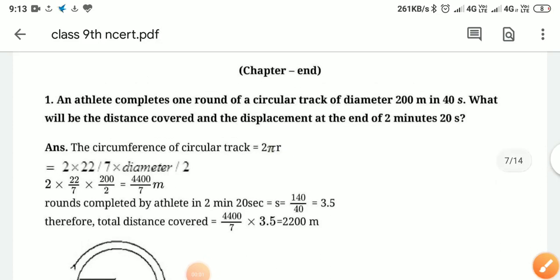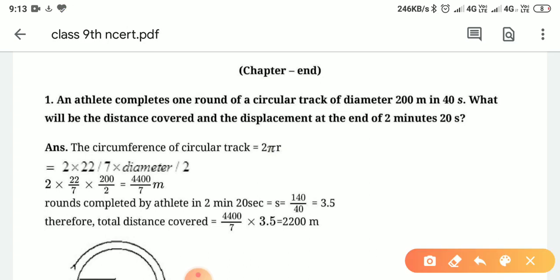Dear students, today we will discuss our NCERT exercise. Now, the first question is: an athlete completes one round of a circular track of diameter 200 in 40 seconds. What will be the distance covered and the displacement at the end of 2 minutes 20 seconds?